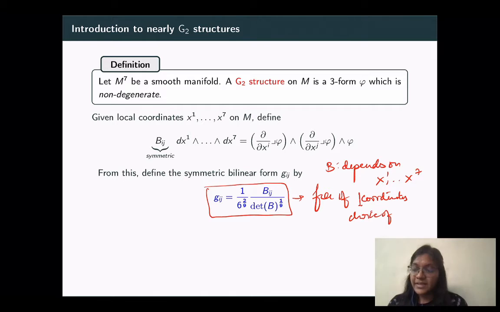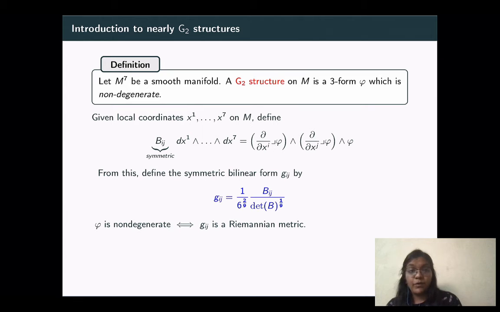And now we say that our manifold has a G2 structure if this bilinear form G is a Riemannian metric. So we started with a 3-form phi. We defined a symmetric 2 tensor using this 3-form phi, and then we define a symmetric bilinear form in a coordinate free fashion, just like this, and if that G is a Riemannian metric, then we say that phi is non-degenerate.